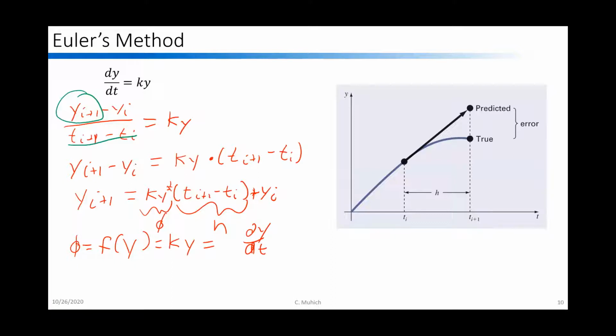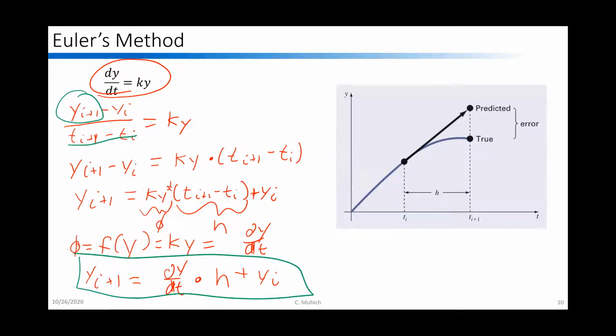So we don't have to go through this process of solving things out. We can just take our differential equation that we had, and that is our phi that we're looking for. So we can say y_{i+1} equals dy/dt times my h, so my step size, plus y_i. And this is going to be my main form of the equation for Euler's method. So this is going to provide us the fundamentals.